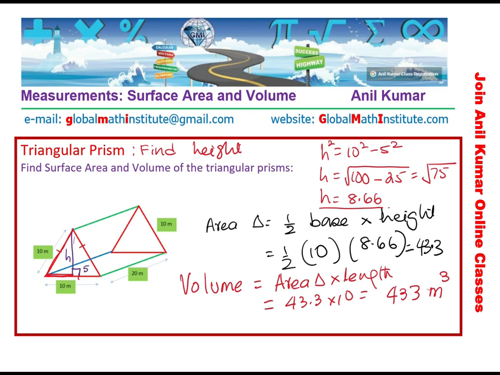And again, to find height, we have to use the Pythagorean theorem. Since it is a smaller length, we do the difference of the hypotenuse and the other side. Perfect. Now, we know that the area of this triangle is 43.3 and the volume is 433 meter cube. Now let's move forward and find the surface area.